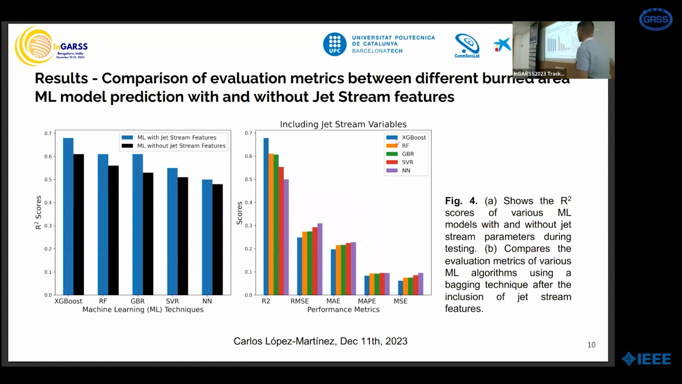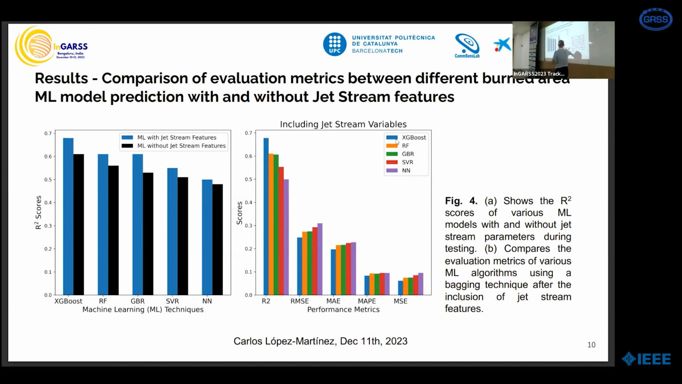So we have tested different prediction algorithms to estimate the extension of the fire, and here you have the main result. The basic message of this slide is that if we include the information about the jet stream, which is indicated in blue in this plot, we increase the accuracy with which we estimate the extension of the wildfires. We increase the accuracy by 10%. Also, the errors are here, and the errors are lower with the jet stream approximation.